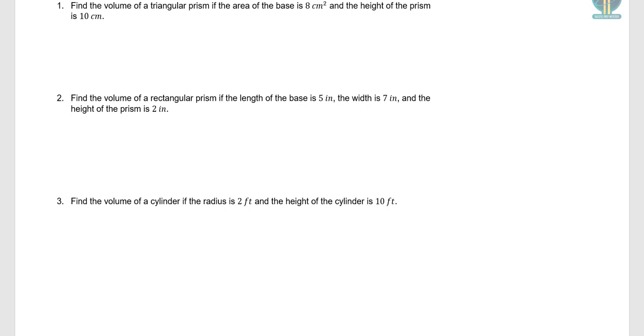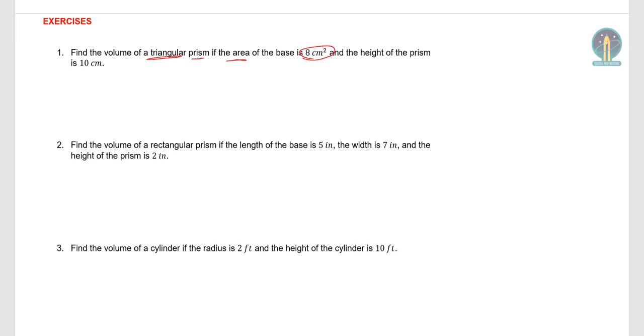First we need to find the volume of a triangular prism if the area of the base is 8 centimeters squared, and if the height is 10 centimeters. This one is pretty straightforward. So volume is base times height, which is the area of the base. The area of the base is 8 square centimeters times 10 centimeters, which gives us 80 cubic centimeters.